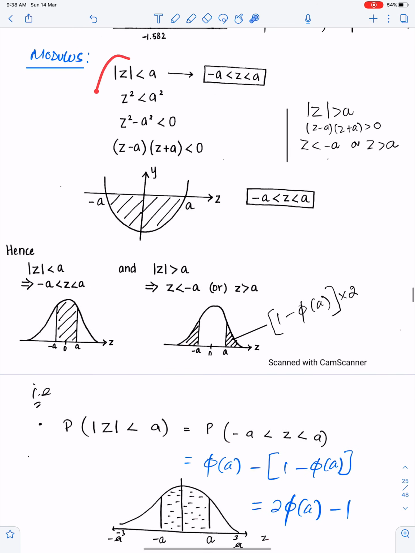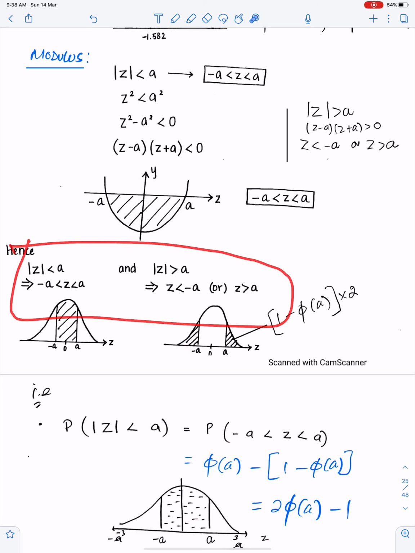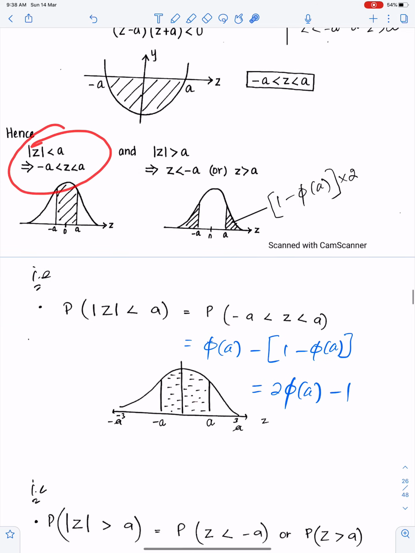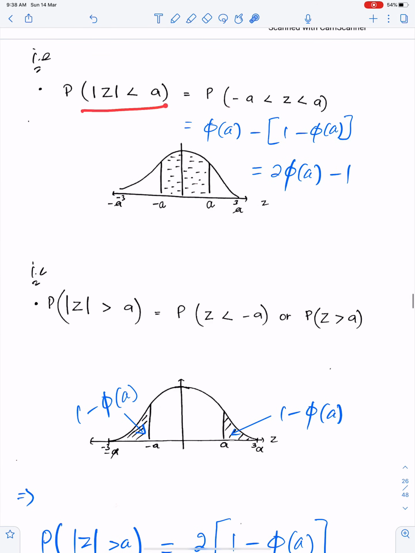And here this is the logic of removing the modulus. We square on both sides in order to remove modulus. Then we need to bring this on left side of the inequality and then we'll get this thing. So these two results are very important. See this one. So z less than a, you have to write this as z lies between minus a and a.